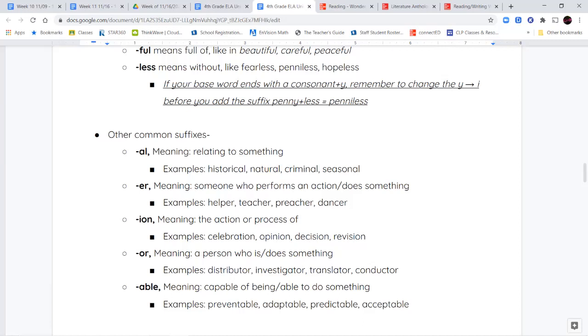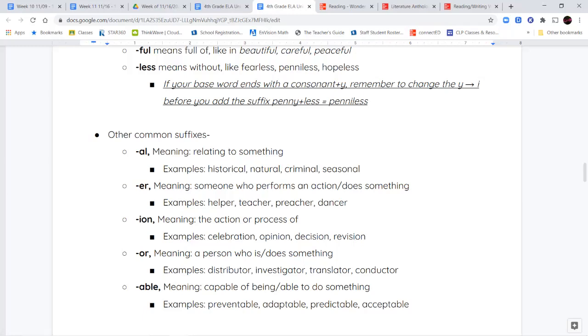Er, when we add that as a suffix, not as a comparative, but when we're adding it just as a suffix, it tells us that that person does something or they perform something. So a helper is someone who helps. A teacher is someone who teaches. A preacher is someone who preaches. A dancer is someone who dances. So er on the end of a noun tells you that that person does or they take part in that thing.